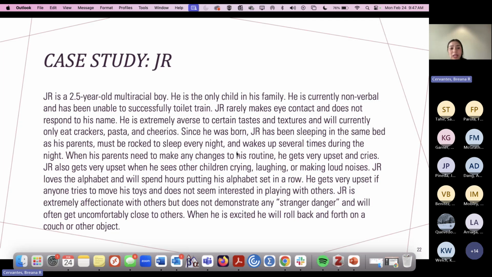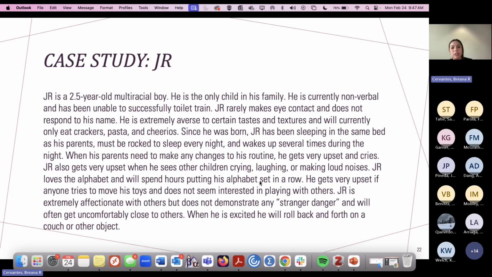So having this ritual of having parents rock him, and even then getting up several times during the night, is going to make him sensitive to whatever his sensory aversions are to begin with. So things like that are also important to note. We know that when his parents make any changes to his routines, he gets really upset and he cries. So all of this to us is pointing to impairments in the social communication realm and the repetition realm, so the RRBs.